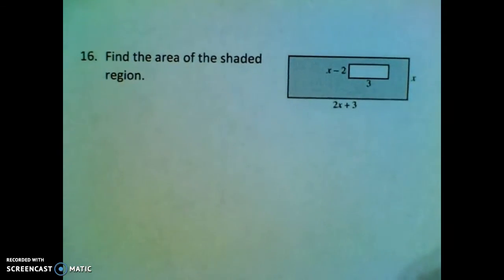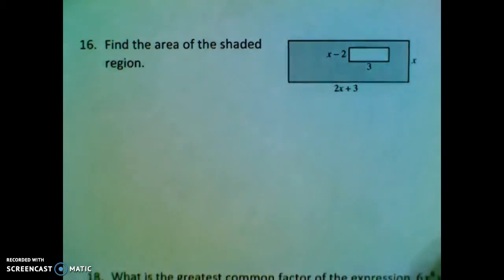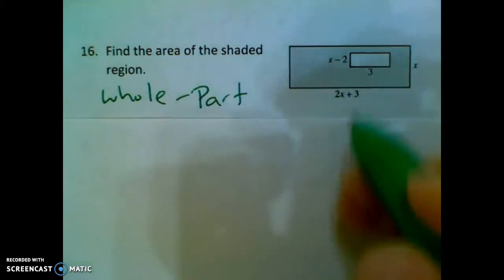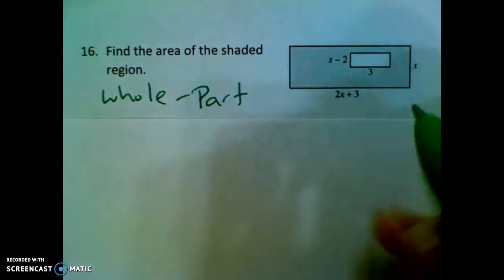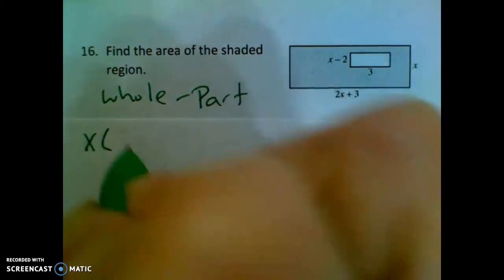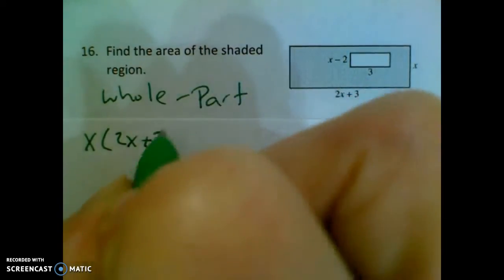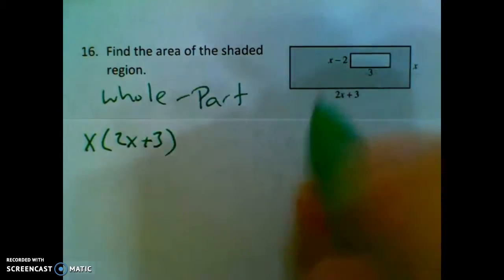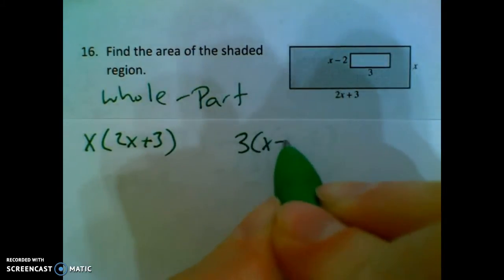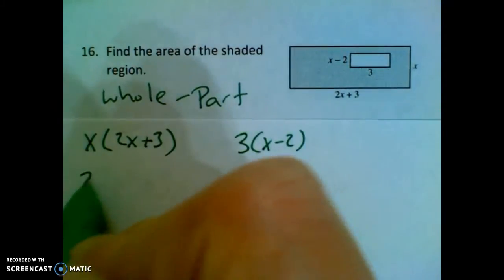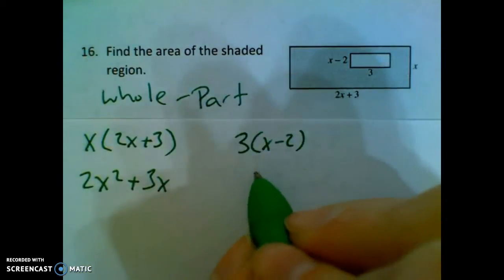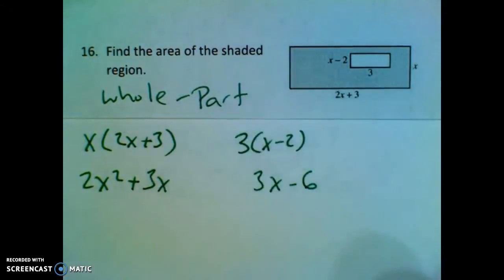Alright, find the area of the shaded region. Keep in mind that the shaded region formula is whole minus part. So the area of the whole is length times width. So the area of the whole is x times 2x plus 3. The area of the part is base or length times width, so it's 3 times x minus 2. Well, this is going to be 2x squared plus 3x. This is going to be 3x minus 6.